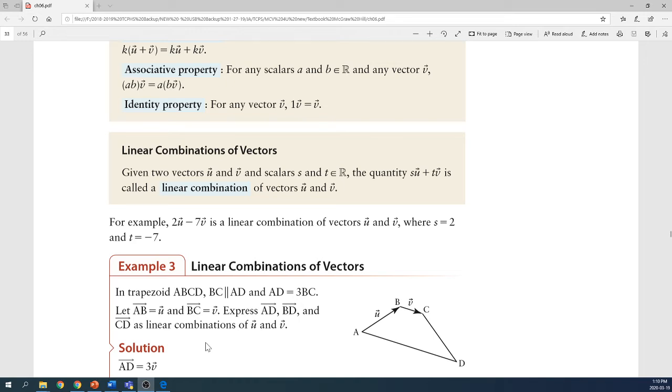Example 3: in trapezoid ABCD, BC is parallel to AD. AD is equal to 3BC. We're going to let the vector AB be called U, and BC is going to be called V. Express AD, BD, and CD as linear combinations of U and V. Okay, so this is what it means to have a linear combination. I'll show you. And this is essentially what the example is meant to demonstrate.